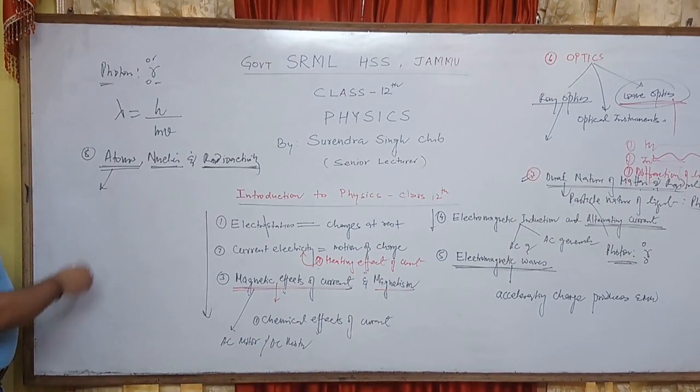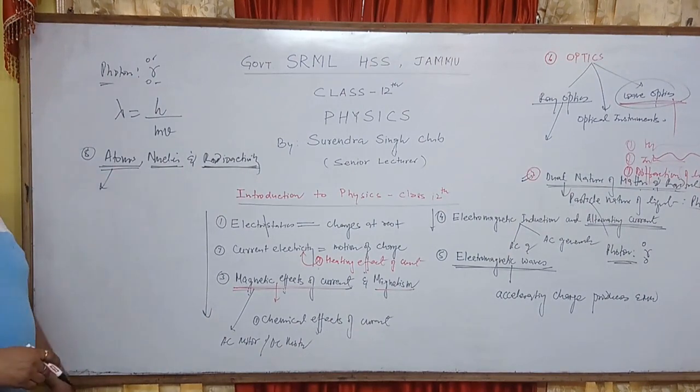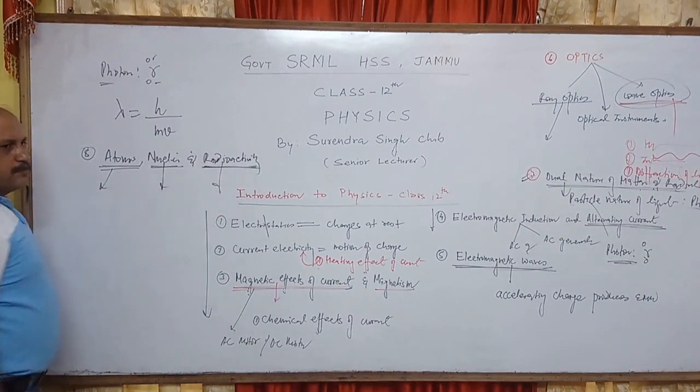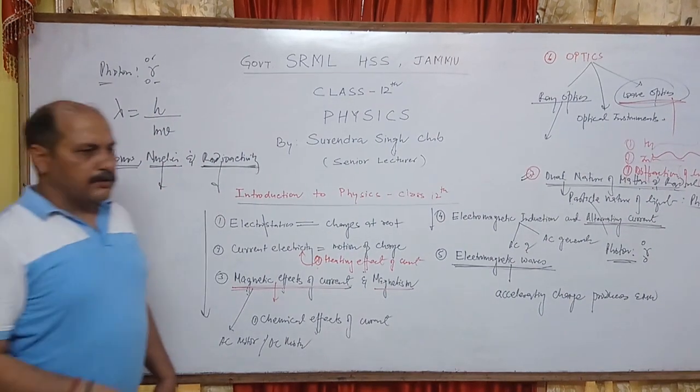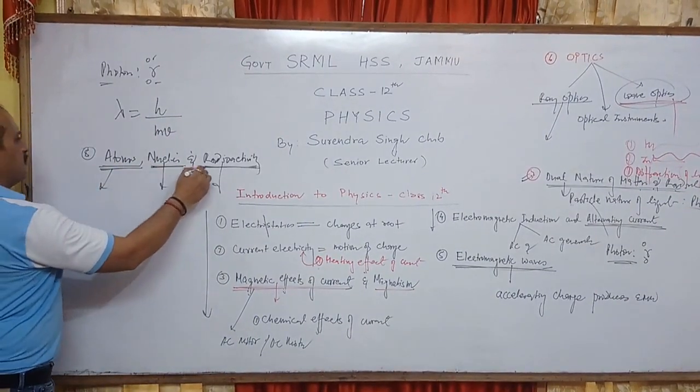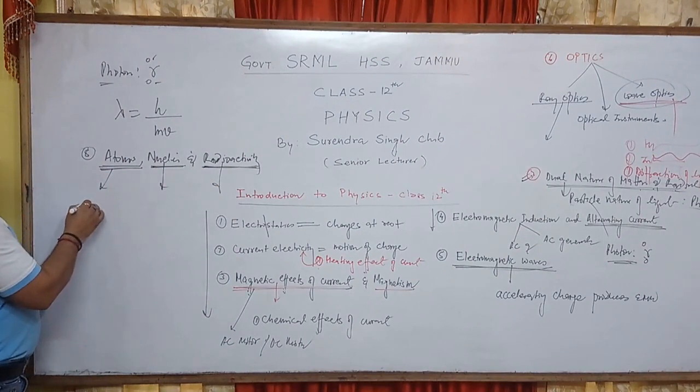We will study the hydrogen atom. How were atoms formed? How did we come to know? What is the model of the hydrogen atom? Different things are there. Nuclei and radioactivity. What is radioactivity? Spontaneous emission of harmful radiations: alpha, beta, and gamma radiations. So it's also a big unit.